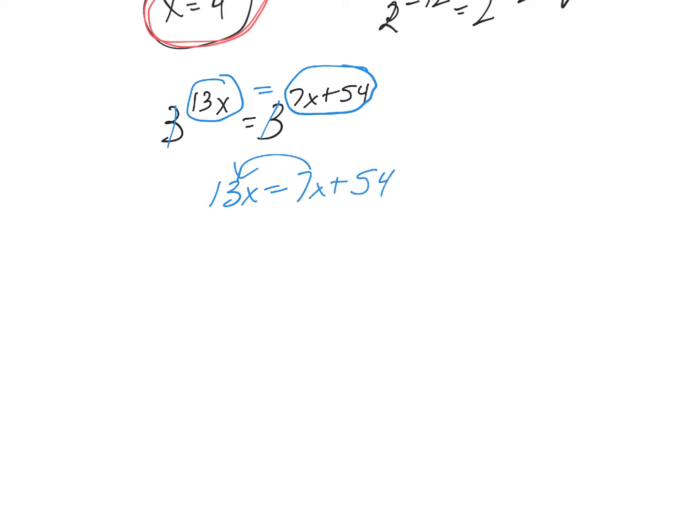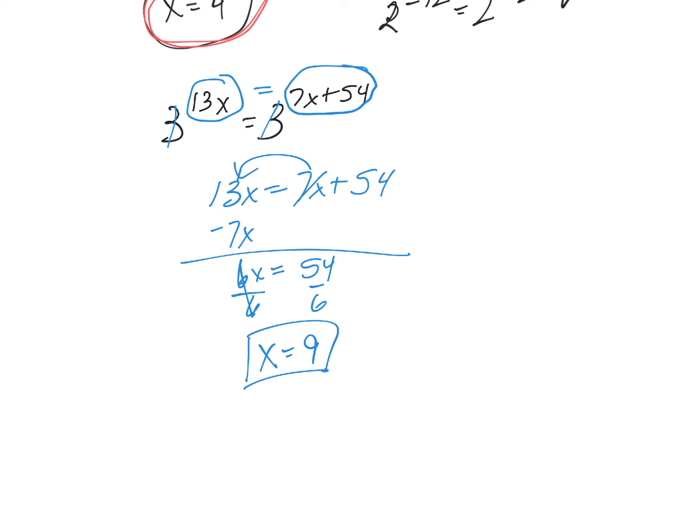Move this 7x because we want to combine like terms. And so we get 6x equals 54 because we moved that over. Divide by 6 because that's the inverse of multiplication. Anything divided by itself is 1, so x equals 9. Again, if I plugged in a 9 here and a 9 here, we would find that it was equal. All right, let's look at another one.